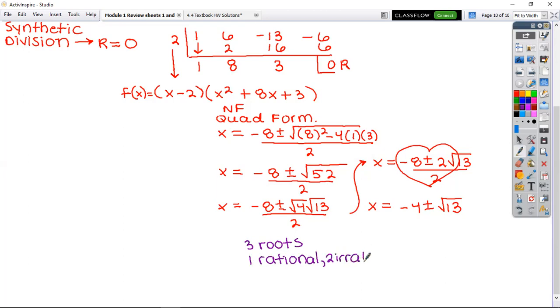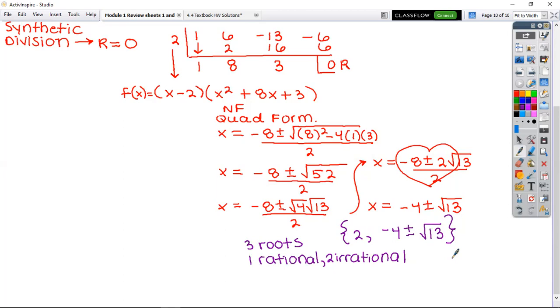And then I'm just going to list them. So our answers were, I'm looking for it, 2, and then -4 plus and minus the square root of 13. Okay. So just goes like that. All right, how is that problem? Okay. All right, let's do another.